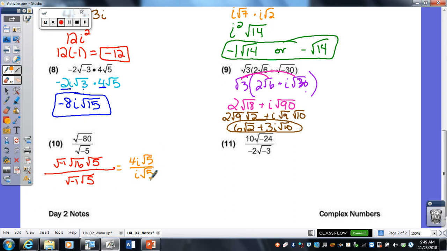So we got 4i radical 5 on the top because the square root of 16 is 4. Square root of negative 1 is I. On the bottom, we got that I radical 5. So what can we cancel? Radical 5 and the I. So we're just left with 4.